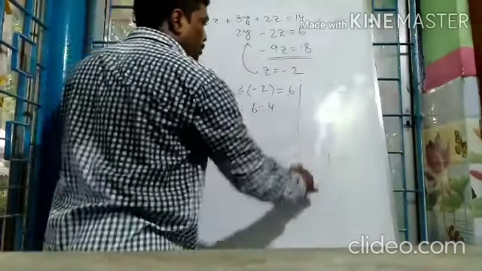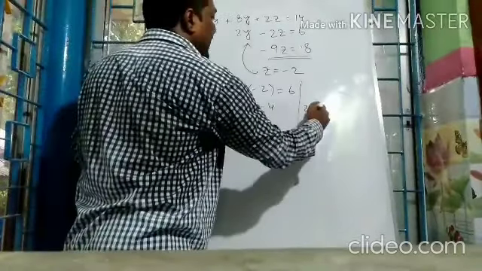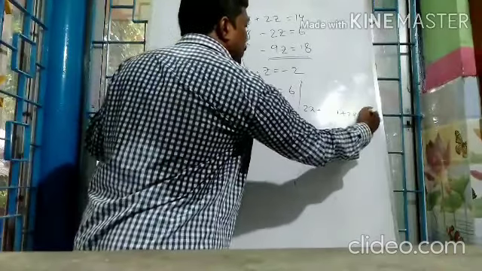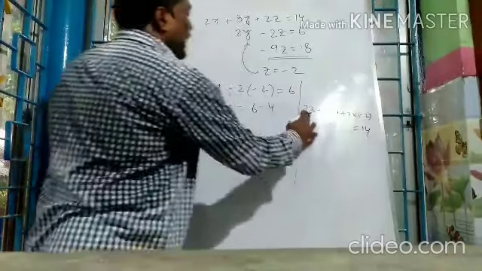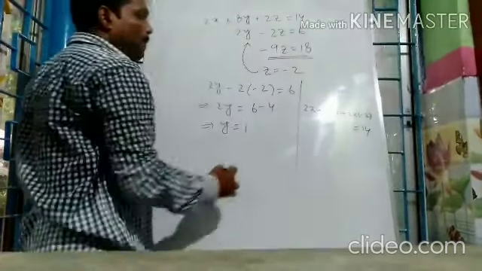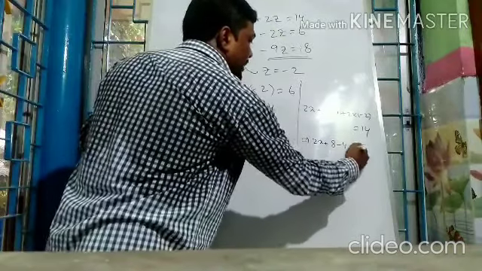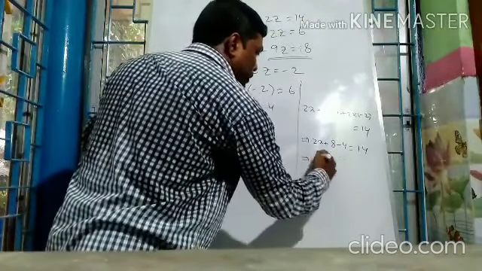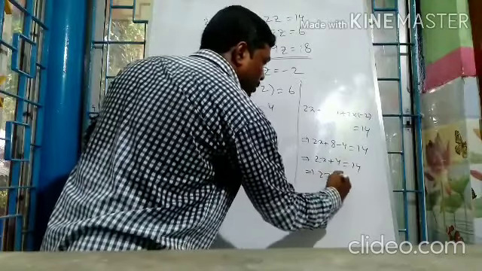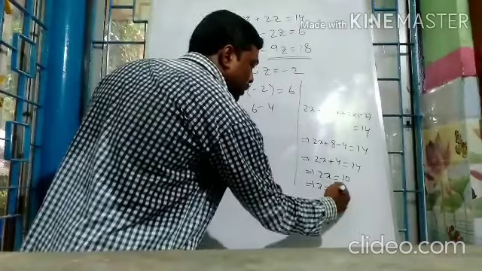Now put z equals minus 2 and y equals 1 in the first equation. So 2x plus 8 into 1 plus 2 into minus 2 equals 14. So it is 2x plus 8 minus 4 equals 14, so 2x plus 4 equals 14. So 2x equals 10, that implies x equals 5.